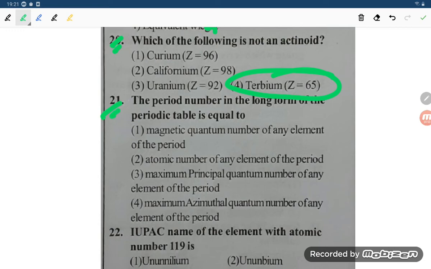Next one, question number 21. The period number in the long form periodic table is equal to the principal quantum number. Okay, so for question number 21, the correct option will be option number 3. The maximum principal quantum number of any element represents the period number.